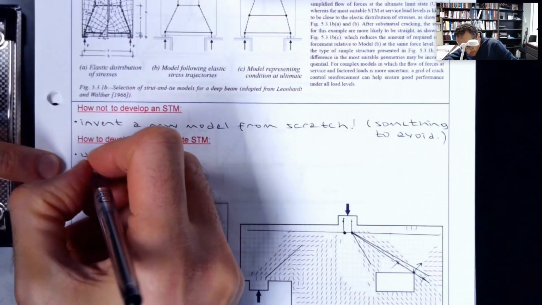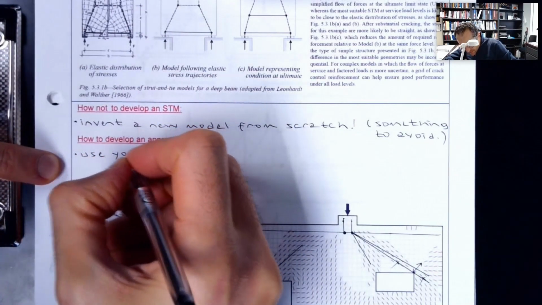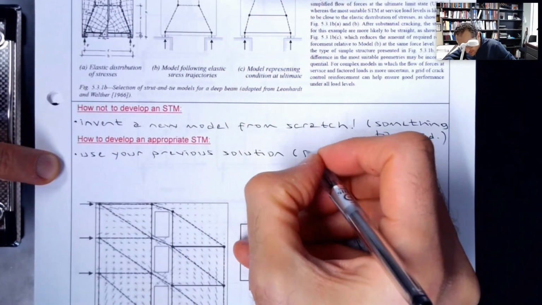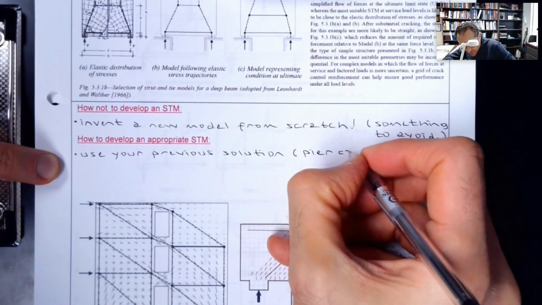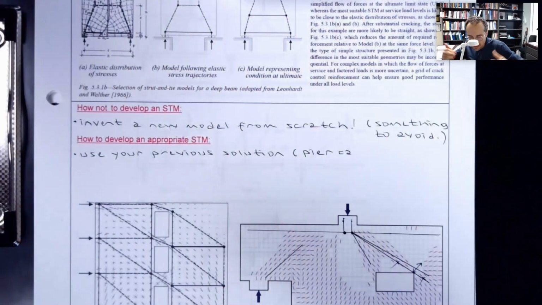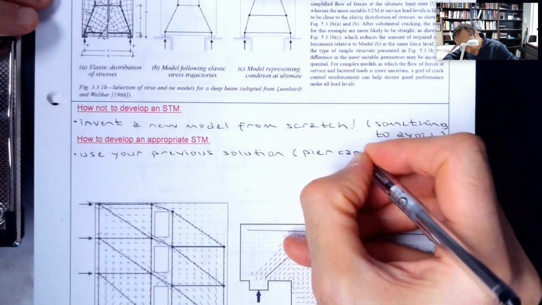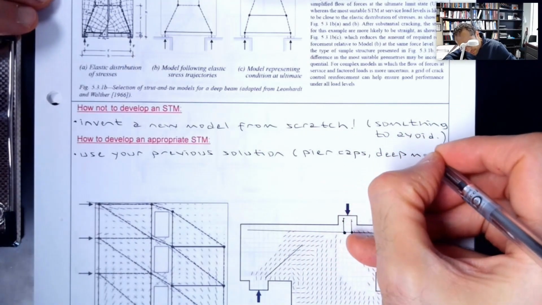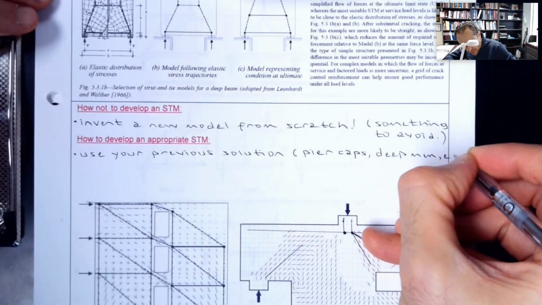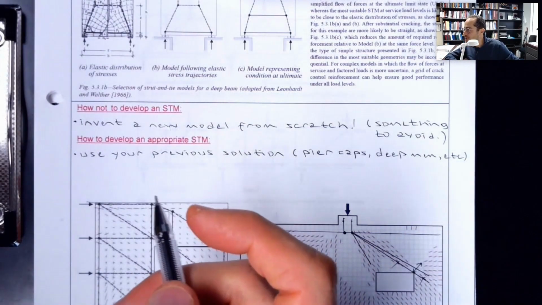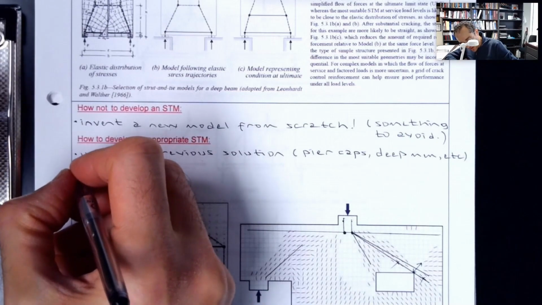Use your previous examples. You should have some solutions done before. For example, now you should be able to solve pier caps because we did it, you did it. You should be able to tackle pier caps. It's going to be more or less similar, some modification of it. It's not going to be radically different. For example, you can solve pier caps. You can solve right now deep members. You can solve deep members with point loads, etc. So look at your previous solution library. Look at your binder, what you solved. Use those previous solutions. That's the best approach.